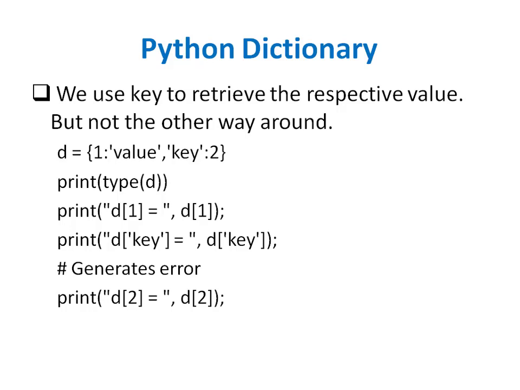Now if we are going the other way around, that is, we take the value D[2] and we try to access the key, then it is going to report an error.